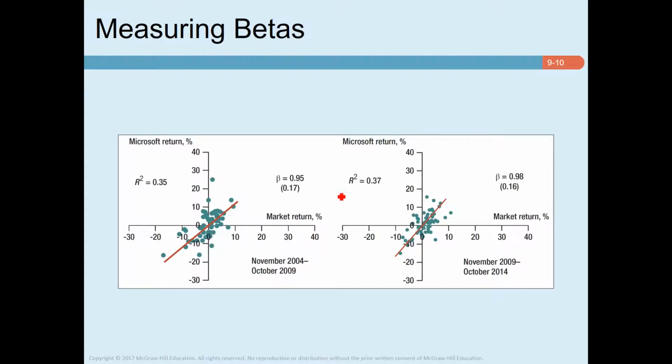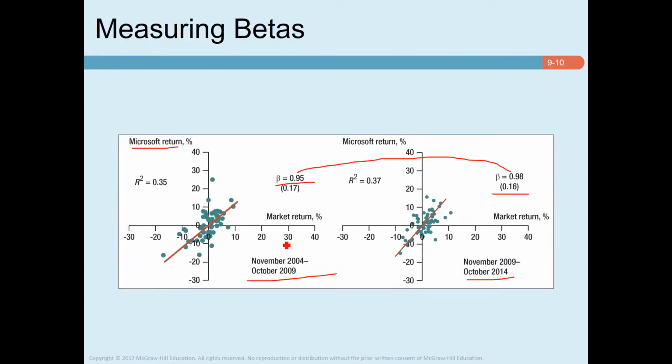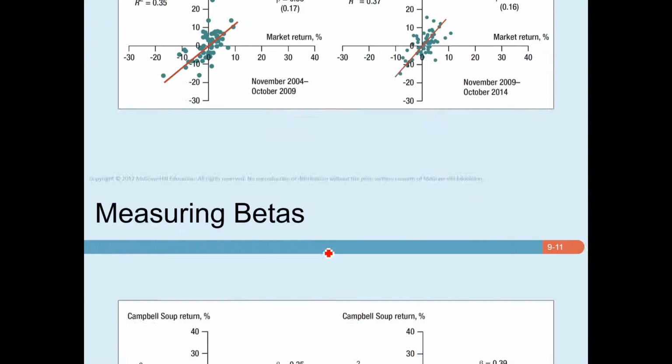Now this is a very similar example for Microsoft, where you can see that Microsoft's beta is 0.95 for this period and 0.98 for this period. Although the beta between these two periods changes slightly, you would definitely agree that Microsoft is less risky compared to Dow, because Dow's beta is much higher than that of Microsoft.